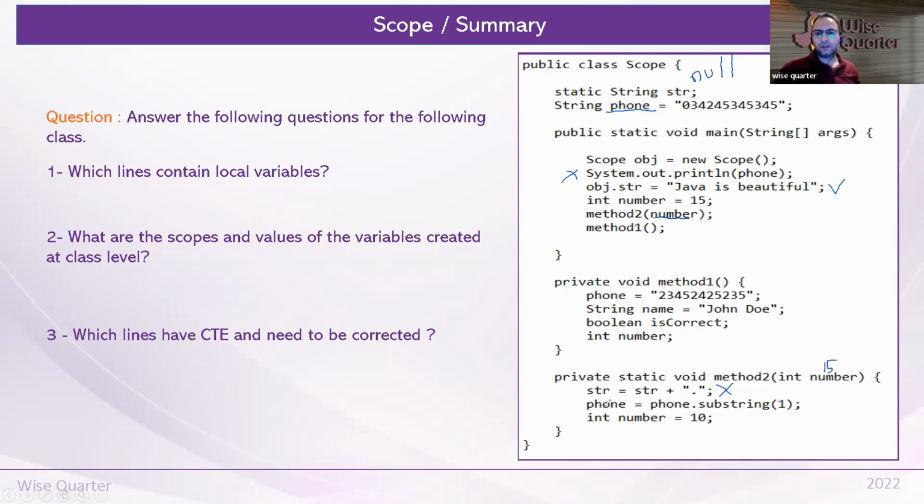Phone, again, the system is trying to reach phone, but it is not a static variable. So this is a static method. This will cause a compile time error. The last one is a complicated one. You are trying to create a number, integer number. Normally it is acceptable, but here in this method, I'm sorry, we have already created an integer number. So we cannot recreate it. So this is also not acceptable.